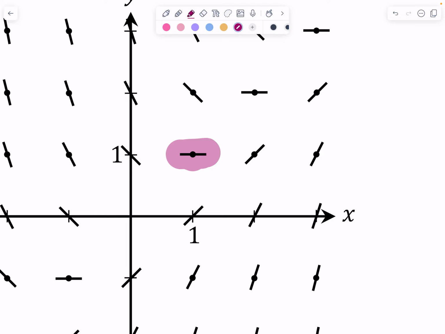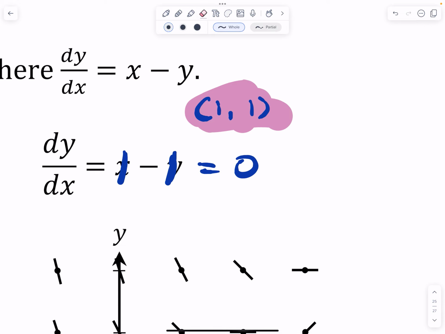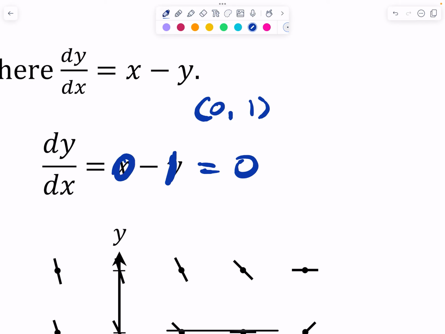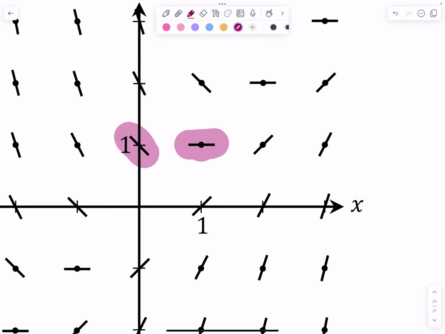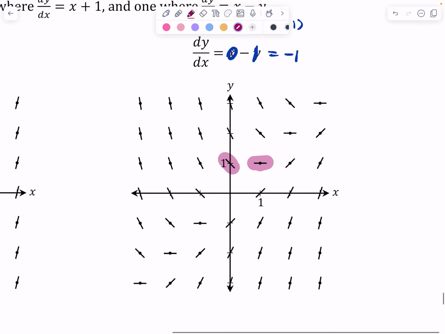If we look at the point (0, 1), well, then x is 0, y is 1, and x minus y is negative 1. So at the point (0, 1), we see a little slope of negative 1. And when we put all that together, and if we were to slowly fill out the entire thing, this is what we would see. The whole entire field coming together.